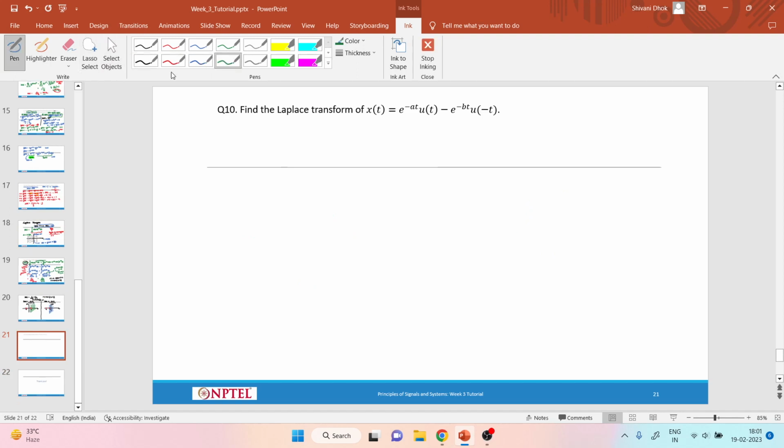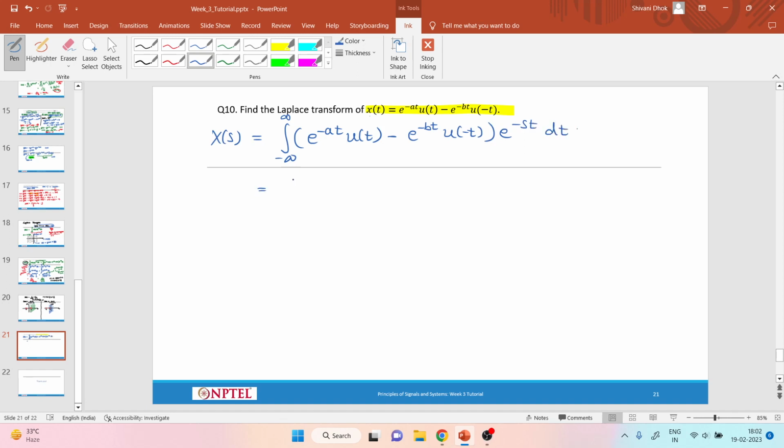Let us look at the next question. This is somewhat more interesting than the previous one. This will give you more insights about your region of convergence. So here what I have been given is this signal, x of t is equal to e power minus at u of t minus e power minus bt u of minus t. Let us first find X of s, which is the integral from minus infinity to infinity of e power minus at u of t minus e power minus bt u of minus t, into e power minus st dt.